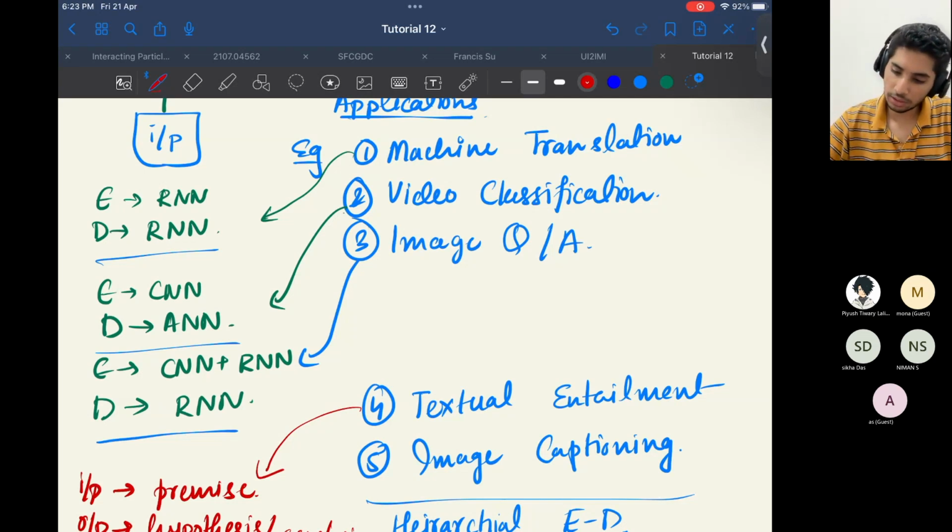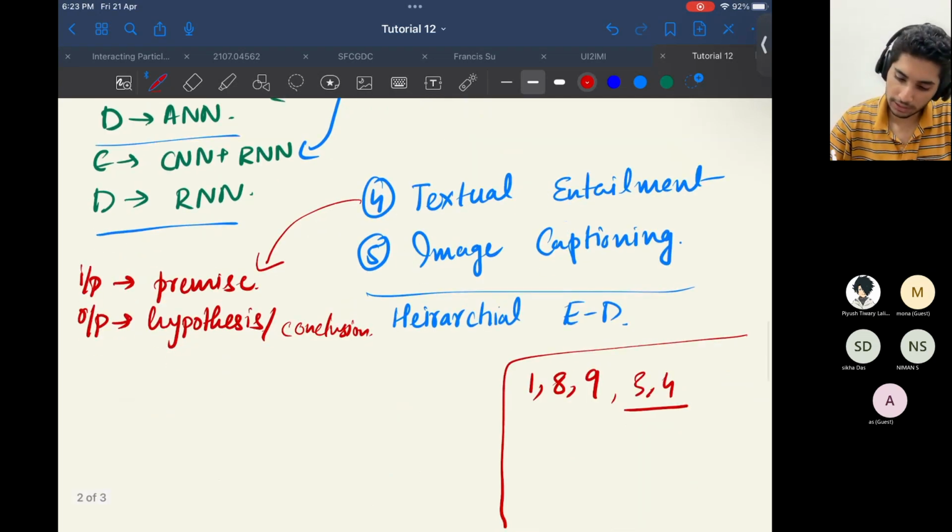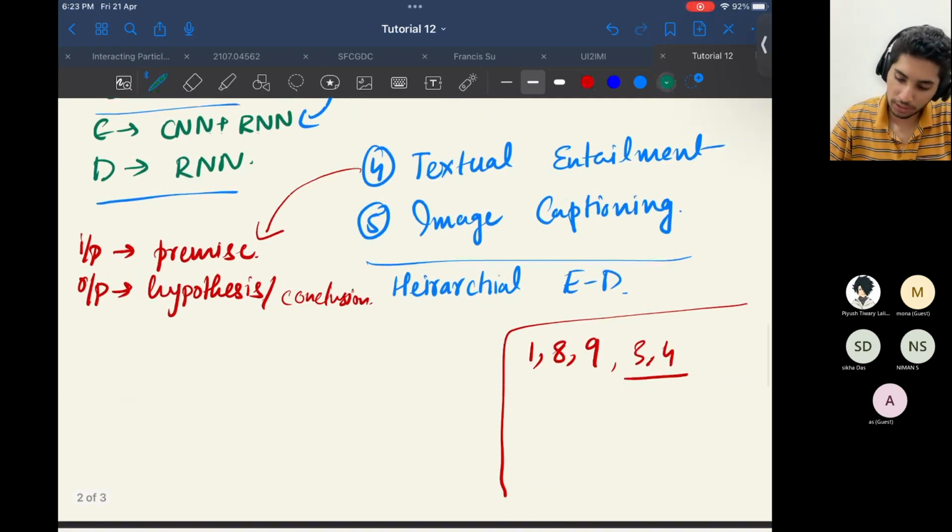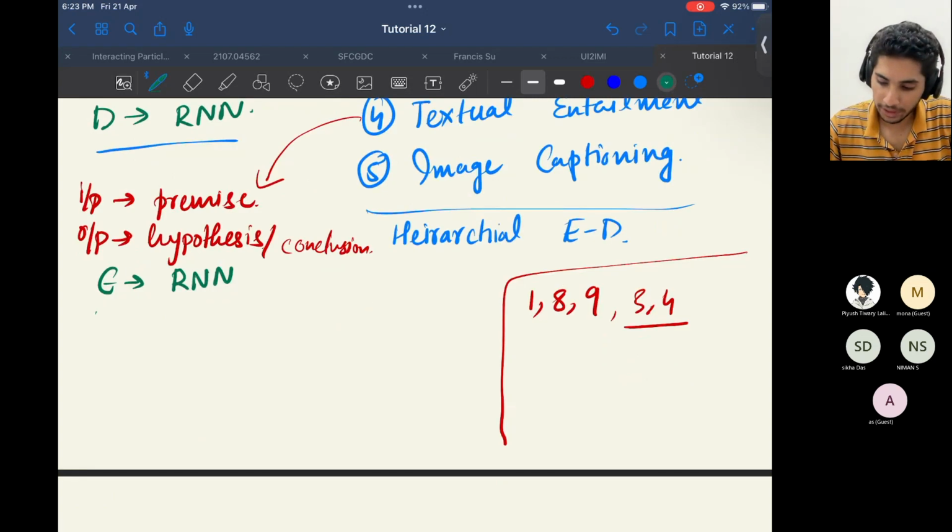So here also, since your input is a sentence, you can use an RNN based encoder, and your decoder can also be an RNN, because you have to give sentences out. So that is that.